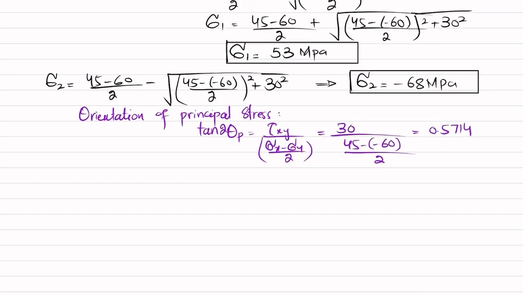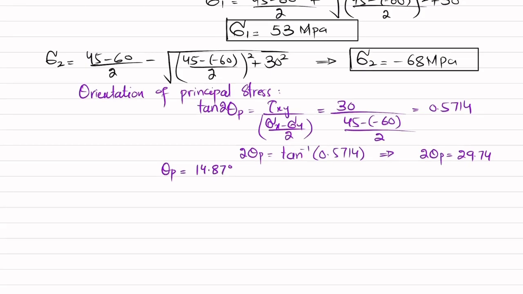So 2 theta p will be equal to tangent inverse of 0.5714, and you will get the angle 2 theta p equal to 29.74 degrees. So theta p will be equal to 14.87 degrees. Now we have this theta p1.